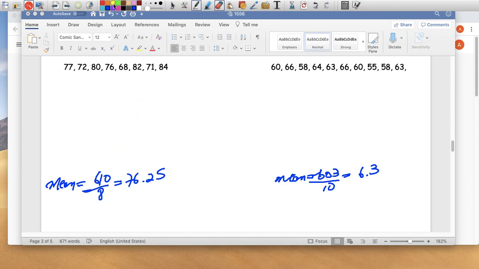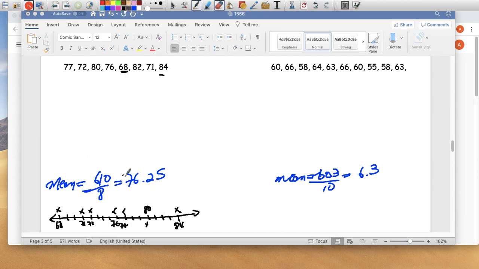So I made a number line here. Okay, not the best number line. So the smallest number was 68, and the highest number was 84. So I'm going to go 68, 69, 70, 71, 72, 73, 74, 75, 76, 77, 78, 79, 80, 81, 82, 83, 84. I'll put an X on where we have a 68. We have a 71, 71. We have a 72. We have 76. We have a 77. We have an 80.